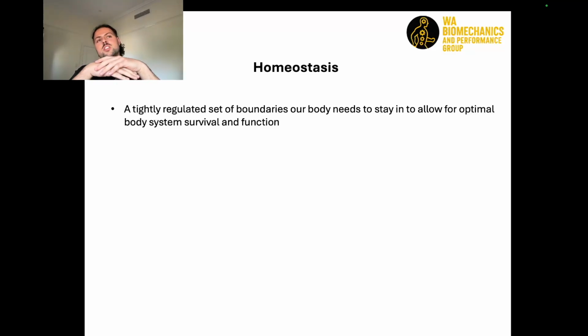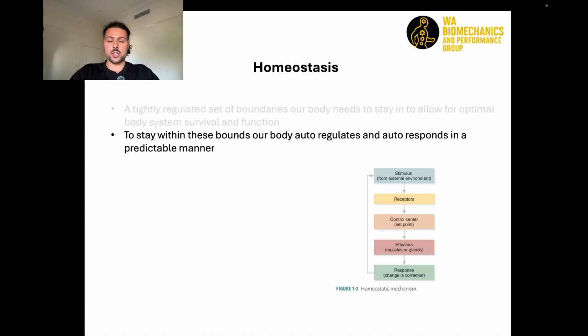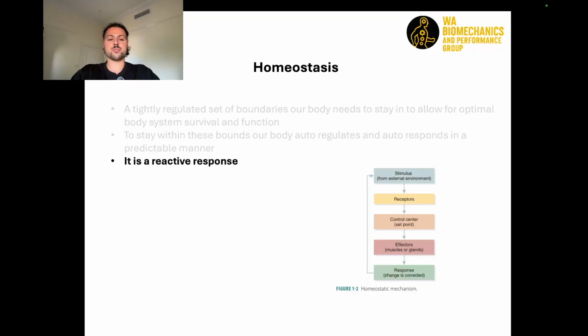Homeostasis is a tightly regulated set of boundaries our body needs to stay in to allow for optimal body system survival and function. So we need to stay within these bounds, and our body will auto-regulate and auto-respond in a predictable manner if we start to venture outside those bounds, okay? Because if we start to venture outside those bounds, cells will start to die, and our body will begin to shut down. So we need to stay, for survival, in the bounds that are set for us. So it's reactive. When you venture outside, it brings you straight back.